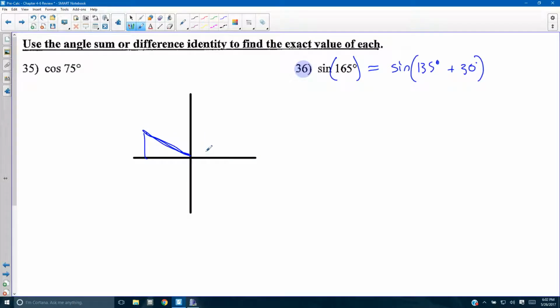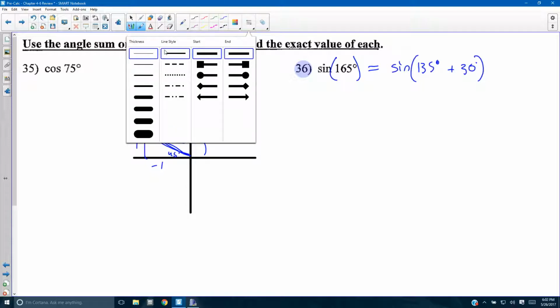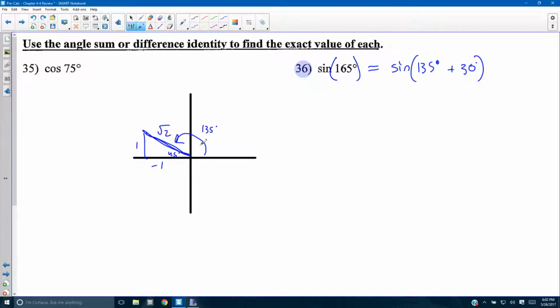If this is 135 going out that way, then this is a 45-degree reference angle right here, obviously not drawn to scale. 1 to 1 to root 2 would be that relationship right there. I'll make sure to use that when needed. And this is 30 degrees right here, and as we saw last time, 30 degrees has a 1 to 2 to root 3 relationship as follows.